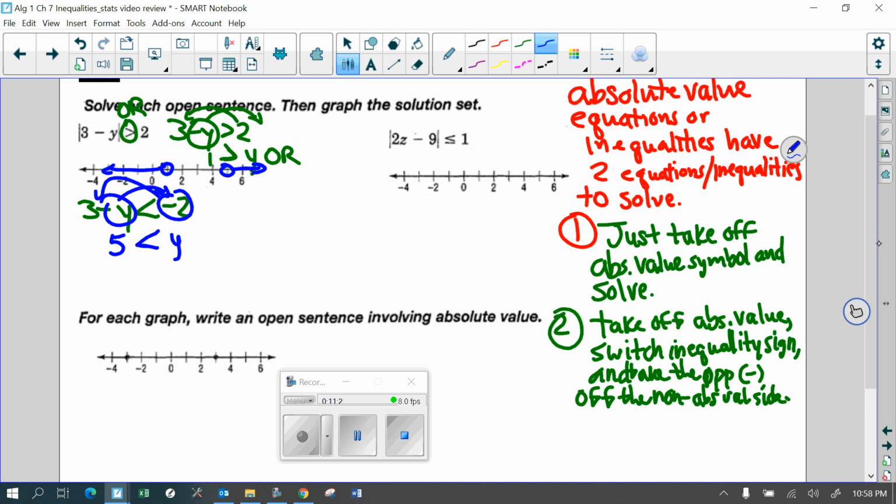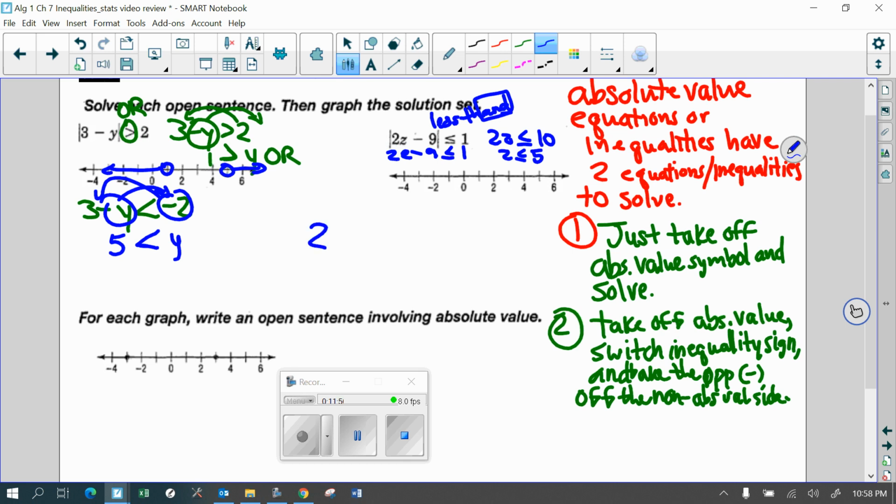Okay, let's do one more. I chose the other one, so this is a less than. So instead of less than, just add a D to it for than, and that tells you to use the and in between. So the first one is just 2z minus 9 less than or equal to 1. This is a positive 2z, so I keep it there, add the 9 across. 2z is less than or equal to 10. Z is less than or equal to 5.